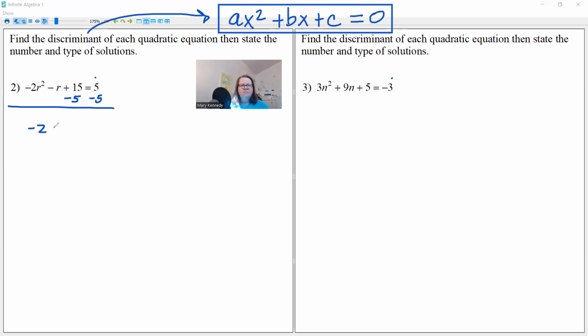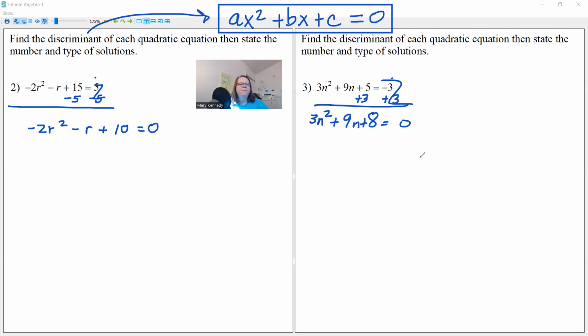That leaves me with negative 2r squared minus r plus 15 minus 5 is 10. And 5 minus 5 is 0. Okay, so this one's good to go now. Over here, I need it to equal 0, so I need to add 3 to both sides. It's already equal to a negative 3, so to make that 0, I have to add 3. So I've got 3n squared plus 9n plus 5 plus 3 is 8. Okay, so now we have both of these in standard form.